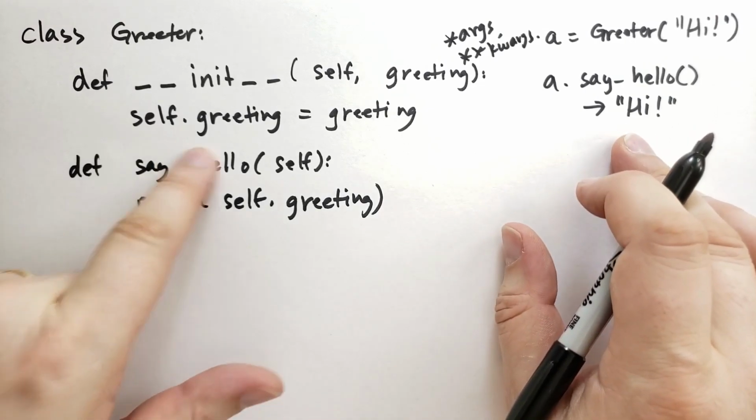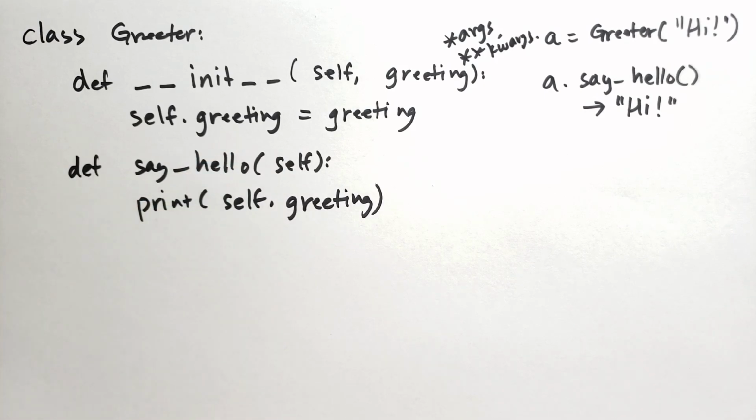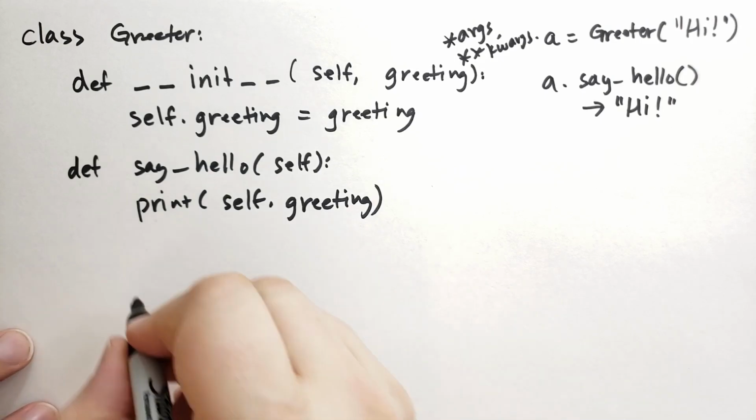Also keep in mind that just because we set the attribute inside of this init method doesn't mean you can't manipulate the attribute outside of it. All right. Last little note is I've been using this thing called self.